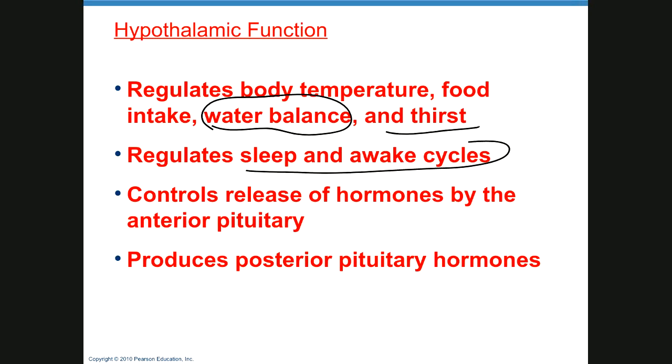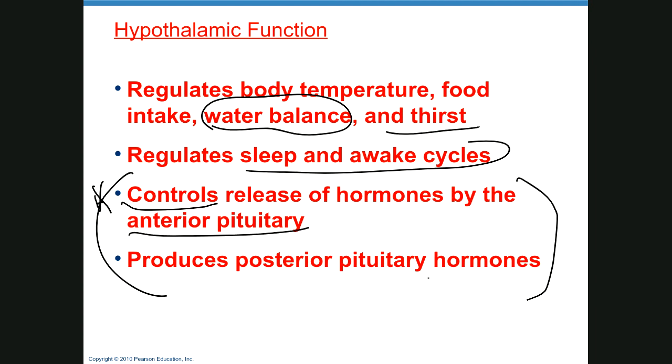Now, this is also important. It controls the release of hormones by the anterior pituitary and produces the hormones secreted by the posterior pituitary. And the reason why this is so important is because the pituitary gland is considered the master gland, which controls other glands in the body. However, the hypothalamus controls the pituitary. So it is, if you will, the master of the master.